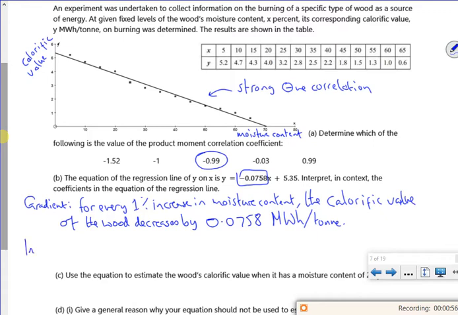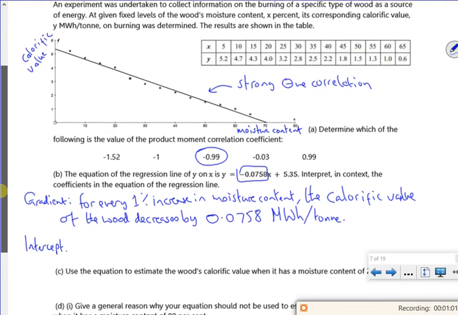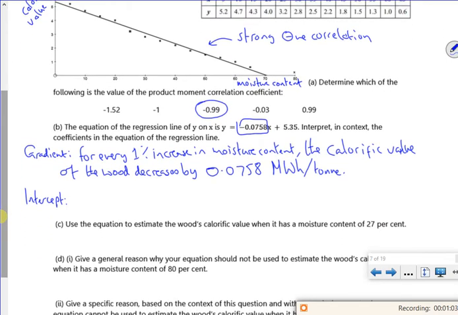In terms of the intercept, if you look, that's at 0%. So it's the calorific value when the wood is bone dry. So a calorific value of 5.35 when the wood has 0% moisture.